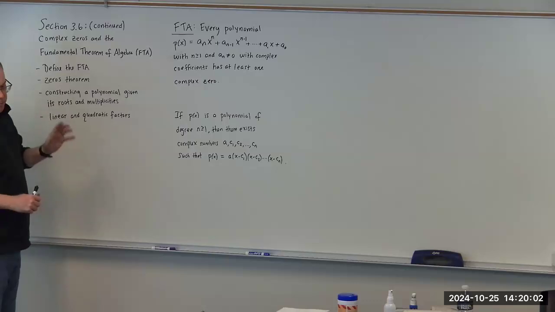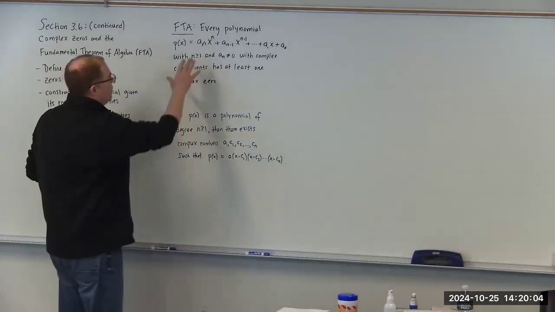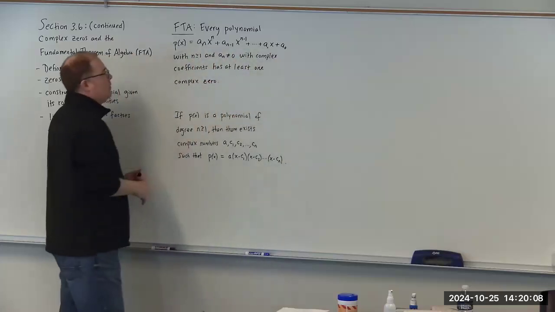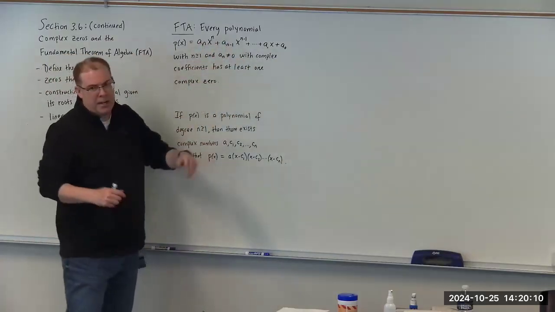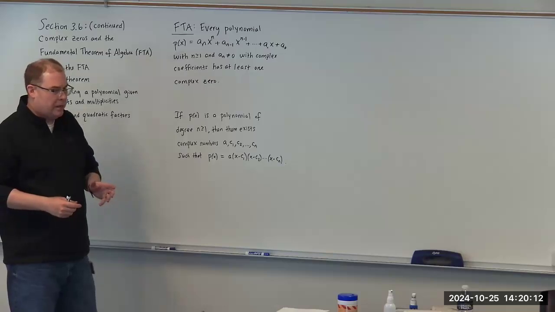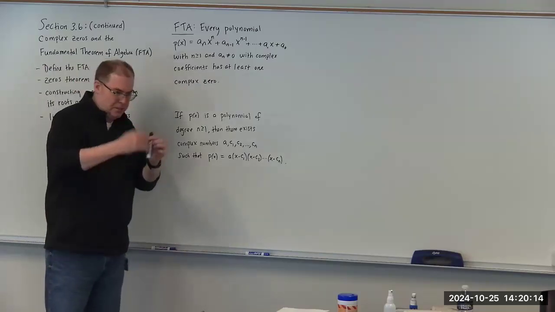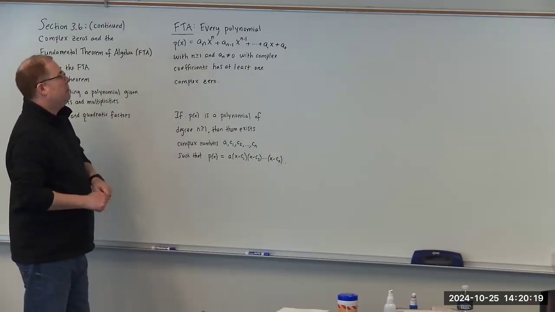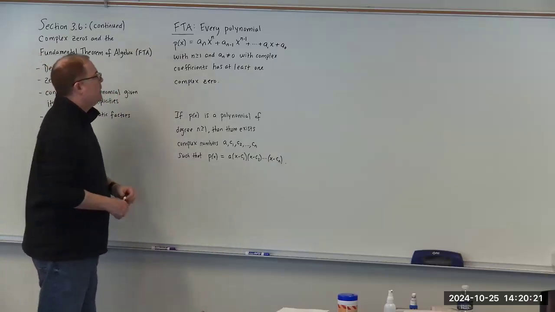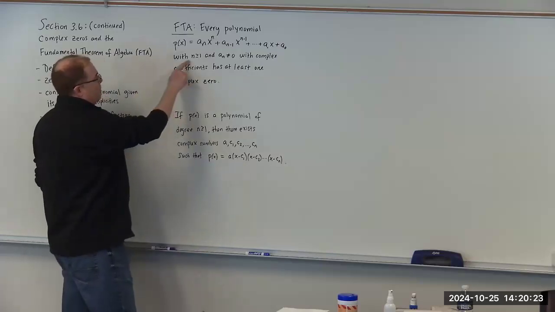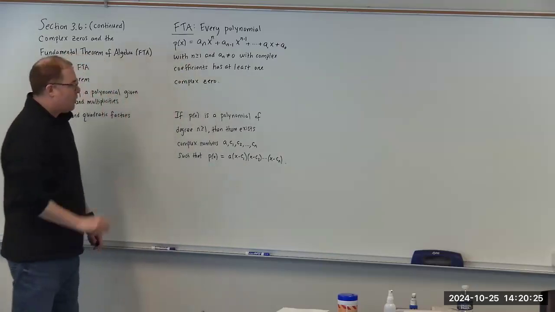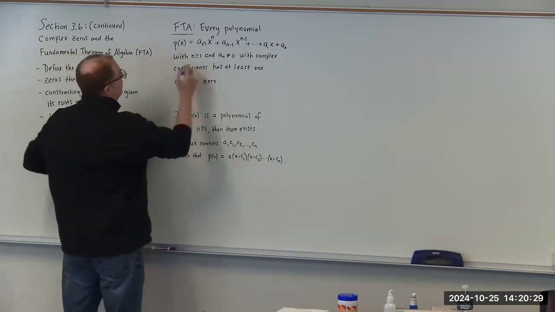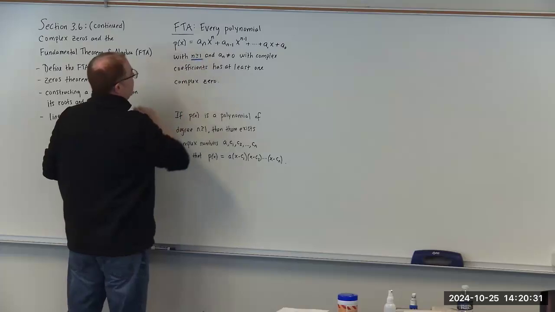So what this basically says is that if we have a polynomial, here's the general form. Remember that the powers must be non-negative integers, for example, 0, 1, 2, 3. And for this theorem, we are requiring that n must be bigger or equal to 1. So a minor detail there.